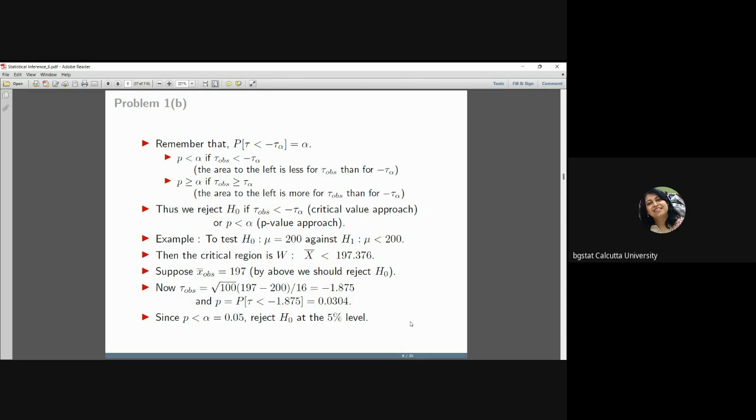The next step is to calculate the p-value, which is given by the probability of tau less than tau observed. So my tau observed is minus 1.875. I do this calculation and it turns out to be 0.0304. So this I now have to compare as before to alpha, which is 0.05. And since it is smaller than 0.05, my decision is that I can reject H naught.